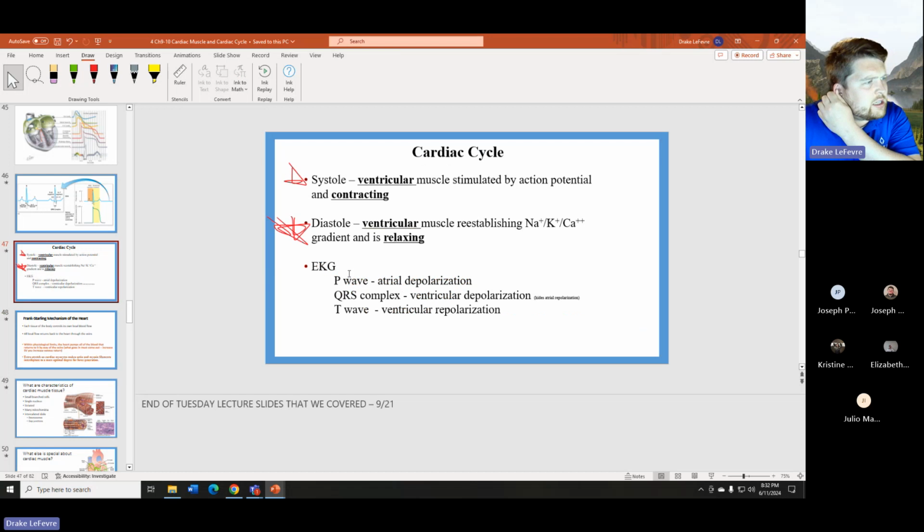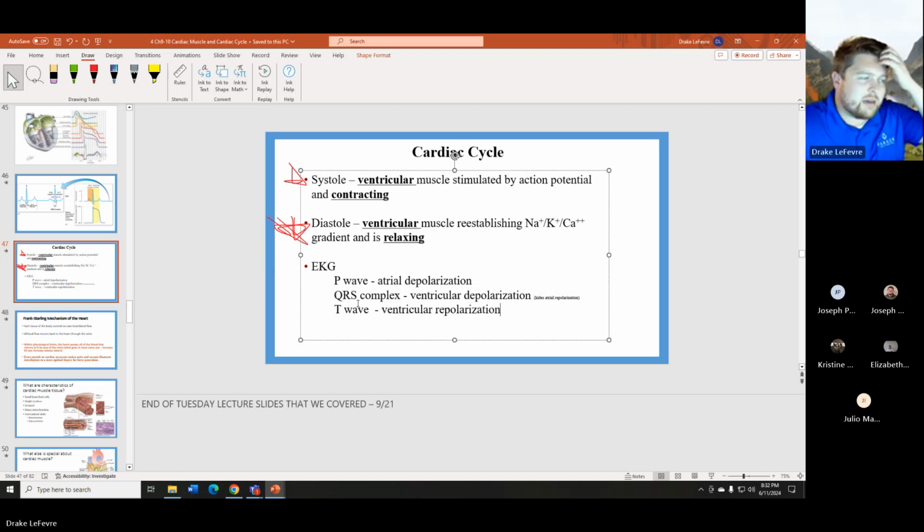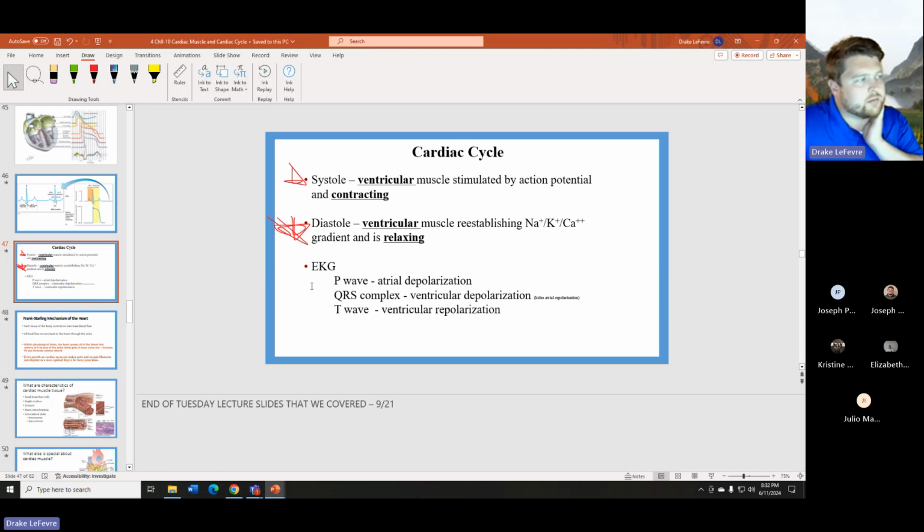This is a little bit of EKG intro stuff. The P wave represents atrial depolarization. The QRS complex represents ventricular depolarization, and because the QRS complex is so big, it hides atrial repolarization. And then our T wave is the ventricular repolarization. We'll keep seeing that when we go deeper into EKGs.